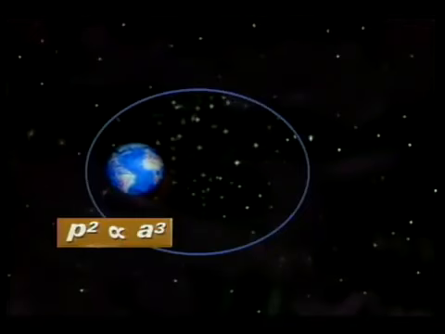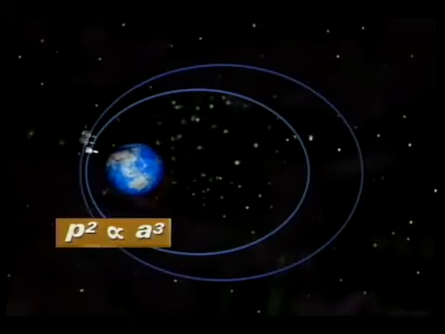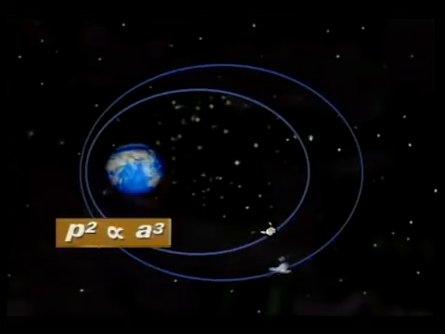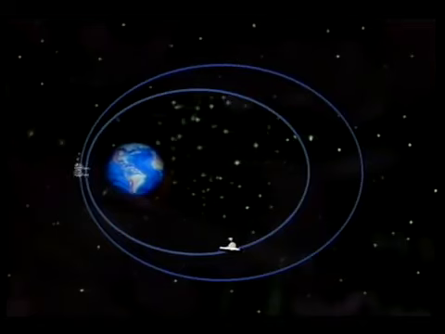Applied to Earth satellites, Kepler's third law explains that the farther a satellite is from the Earth, the longer it will take to complete an orbit, the greater the distance it will travel to complete an orbit, and the slower its average speed will be.